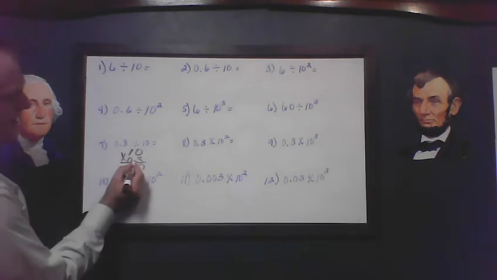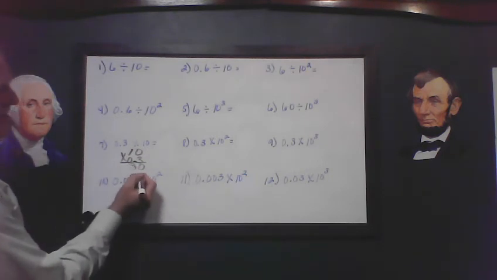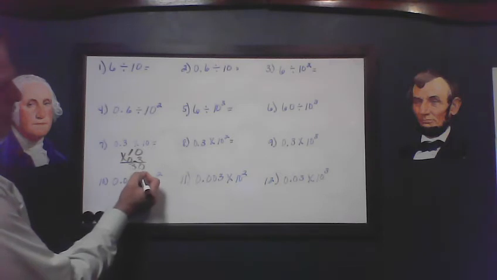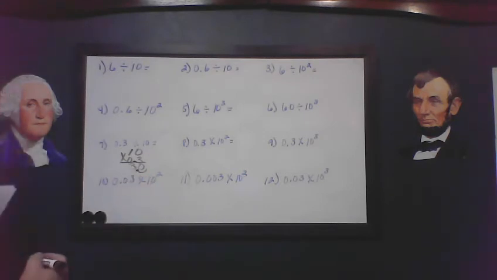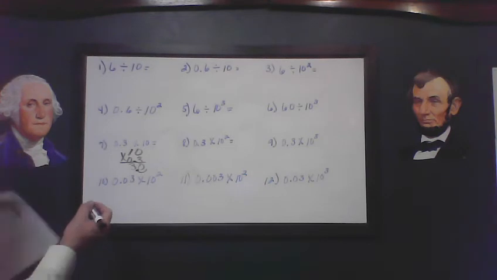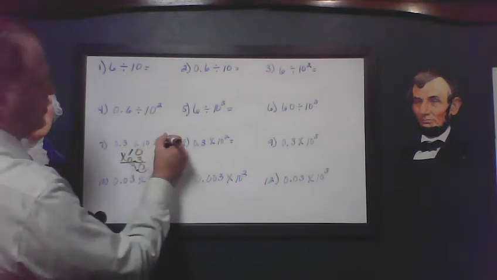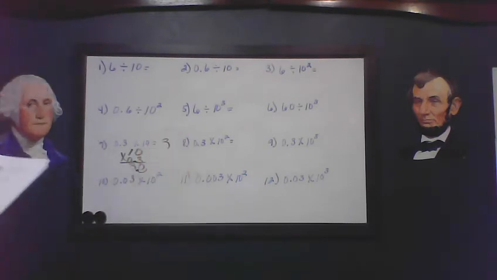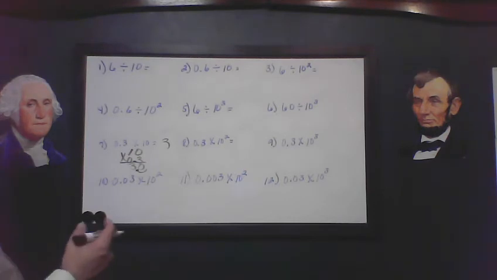So now there's one decimal point here. So this is a whole 30. We start from the back and go one decimal point here. So number 7 is going to be 3.0, which is going to be 3. All right, so let's move on now that we've gotten that out of the way.